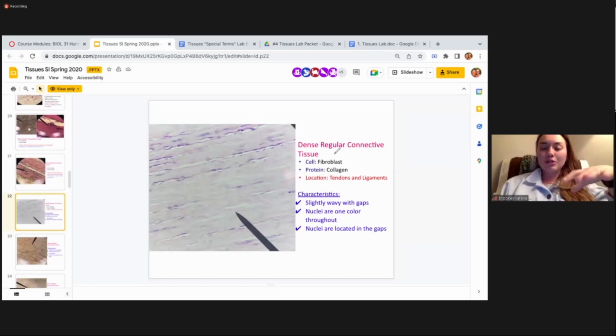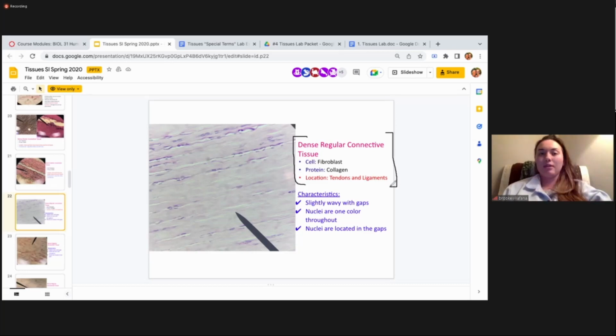So dense regular, you need to know the name, the location, the cell and the protein. Hopefully I'm making that clear when I don't necessarily go over it each time. You guys need to study that on your own time. I'm trying to help you tell the difference. What you're going to see is that this is slightly wavy and it has these gaps in it. Is everybody seeing that? These little tears, kind of like the one person had said, they look like birds, right? So these look like tears in the slide. So that's where I have slightly wavy with gaps.